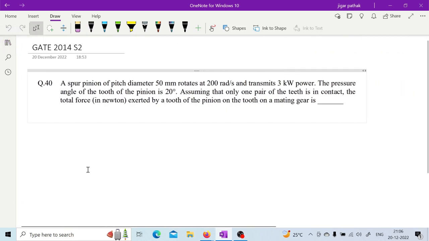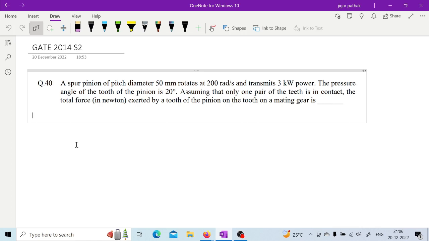Here a spur pinion of pitch diameter 50 mm rotates at 200 radian per second and transmits 3 kilowatt power. The pressure angle of the tooth of the pinion is 20 degree. Assuming that only one pair of teeth is in contact, the total force exerted by a tooth of the pinion on the tooth on a mating gear is.